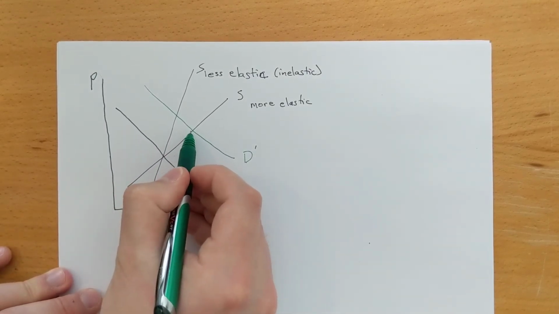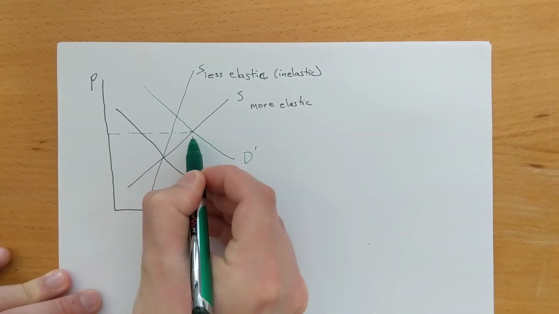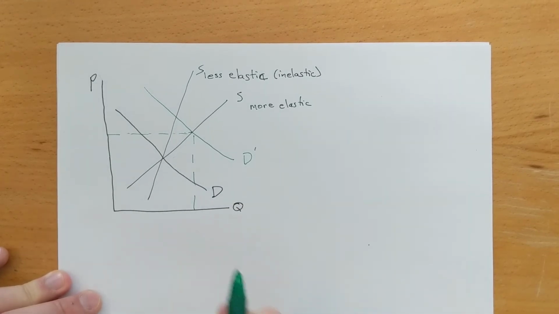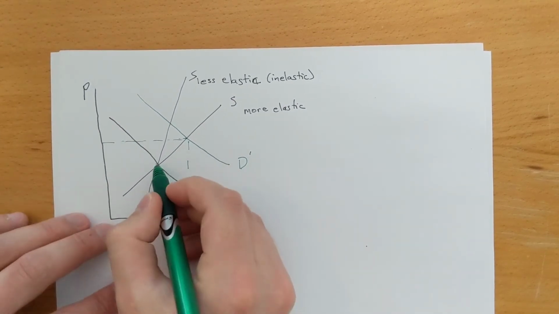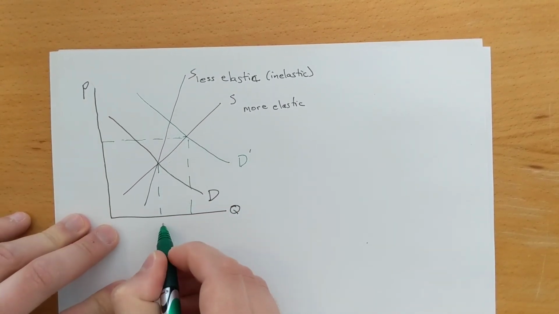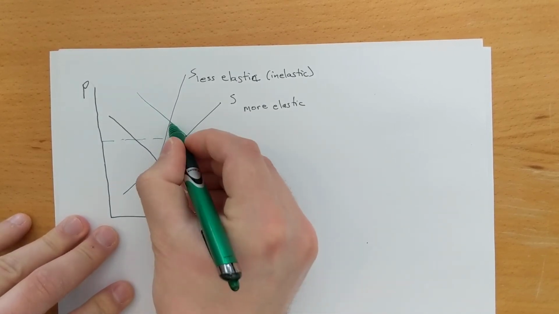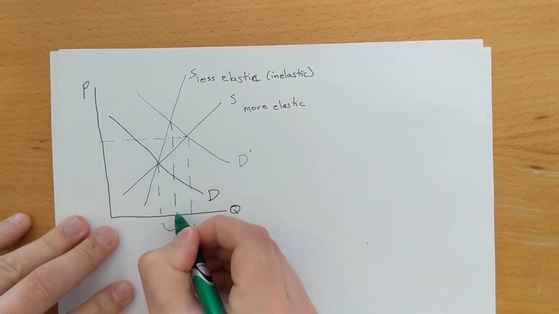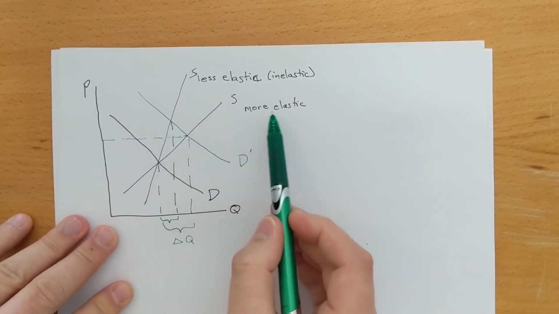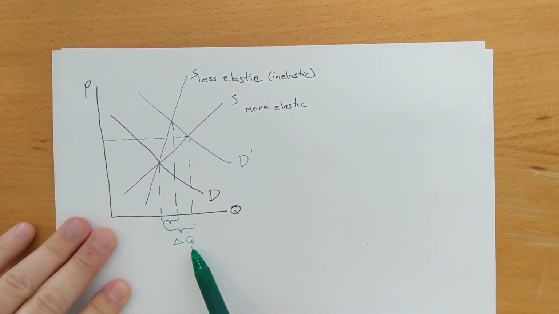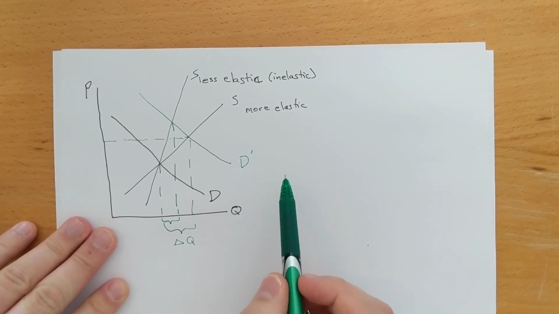But what we find is that one of these supply curves gives us a large increase in the quantity demanded. And one of these gives us a much smaller increase in the quantity demanded. Okay, so the more elastic curve gives us a larger increase in the quantity demanded when the demand increases. That's what it means to be more elastic.